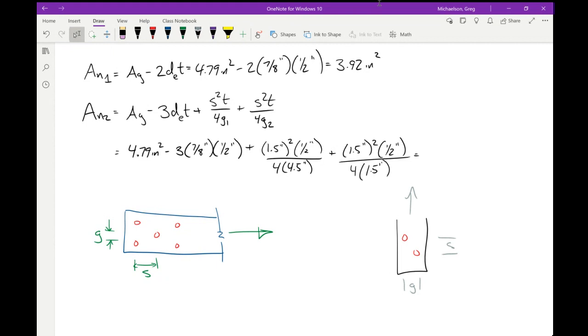All right, so 3.7, we'll call it 7.3. Okay. So we've got a value here and a value here. Which one are we going to take? We always take the lowest, right? Because this is a resistance. So AN is 3.73 square inches.